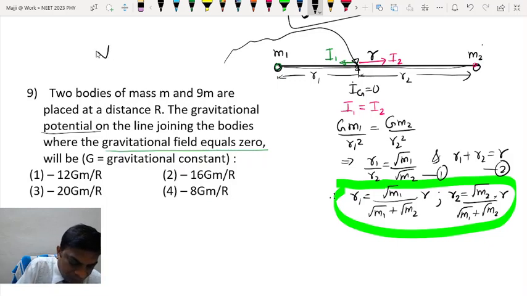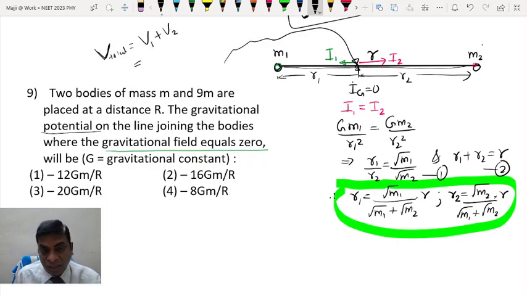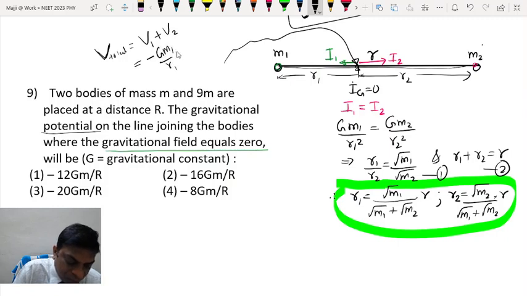So I can write gravitational potential total will be potential due to the first body plus potential due to the second body. Remember, potential is a scalar quantity. You need to add them algebraically, that's all. So due to the first one it is minus G m1 by r1, and due to the other it is minus G m2 by r2. Remember, gravitational potential is always negative because gravitational force is always attractive in nature.